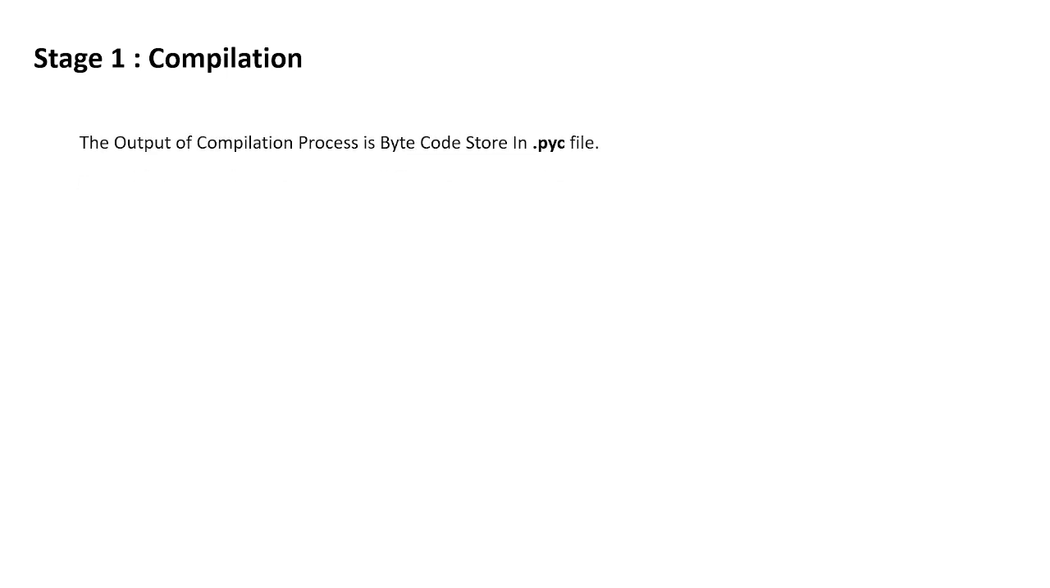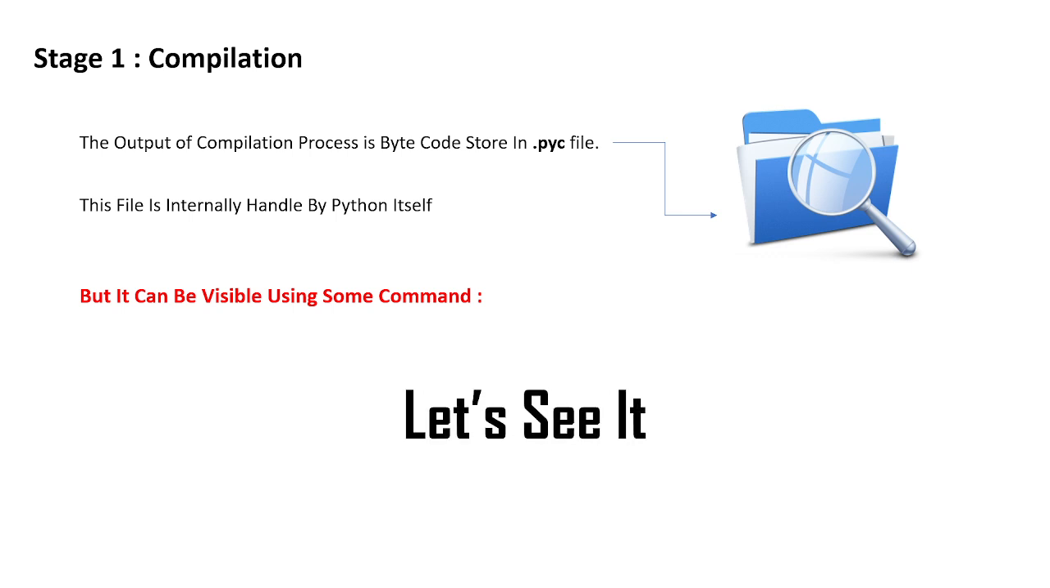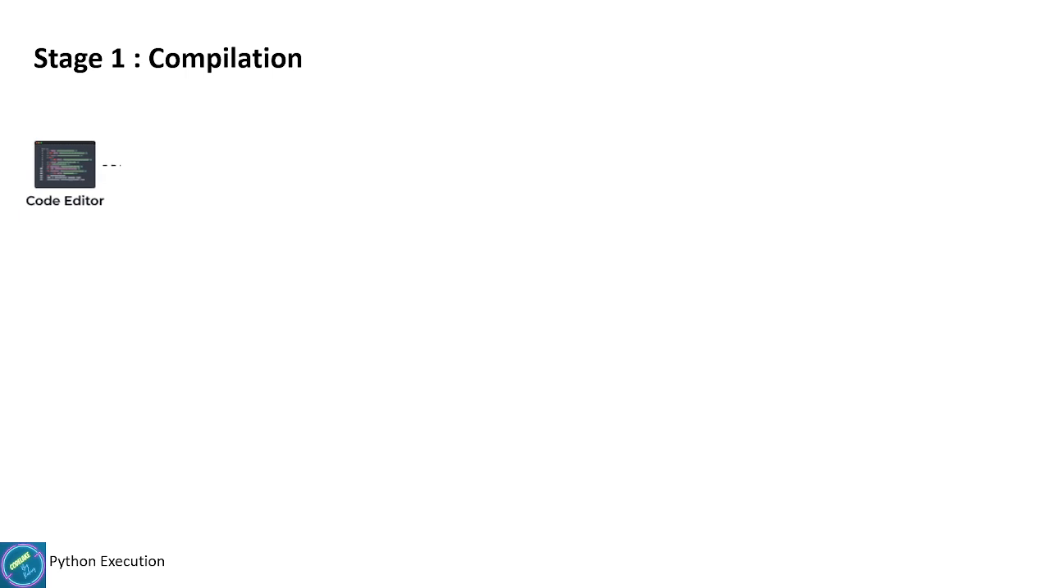The output of the compilation process is bytecode stored in a .pyc file. The file is handled internally by Python itself. If you want to see this file, there are certain commands you can use. It is an object file. Let's see. The code editor generates the source code, which is stored in a Python file with a .py extension.